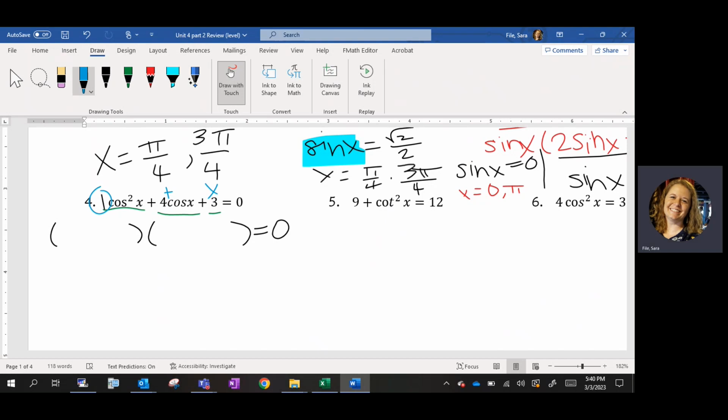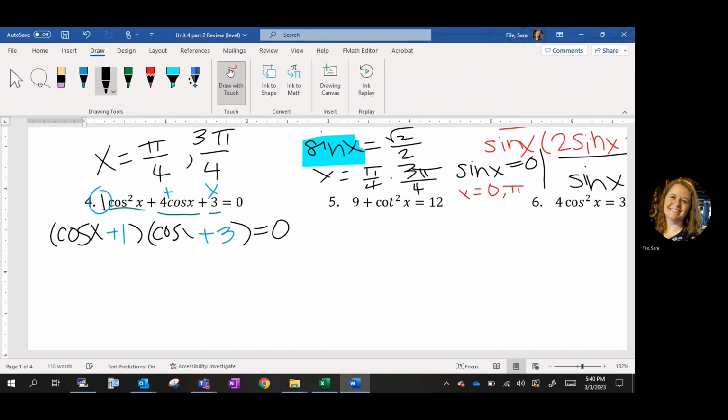So what multiplies to 3 is 3 and 1. Hey, that also adds to 4. So we know that this is going to be 3 and 1, and they're both going to be positive because they need to multiply to a positive and add to a positive 4. And then the lead terms are the factors of cosine squared, which would just be cosine x, cosine x. So I've got my two factors. I'm going to split and solve.